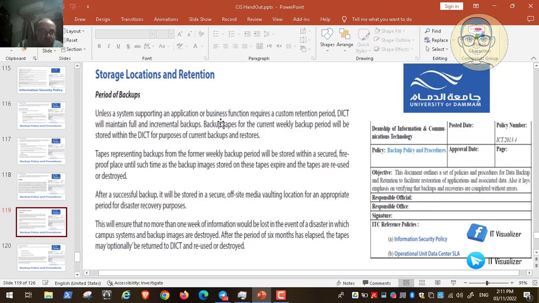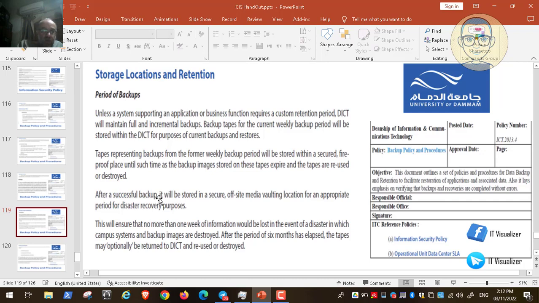Okay, so it's saying here that we are only allowed to have 1 week of backup so we can access it. As for the previous weeks, it is stored within a safe which is fireproof, and when this stored tapes' retention period ends, then we can reuse or destroy it. After a successful backup, it will be stored in a secure off-site media vault location for an appropriate period for disaster recovery purposes. So it's saying here we have 3 storage locations.